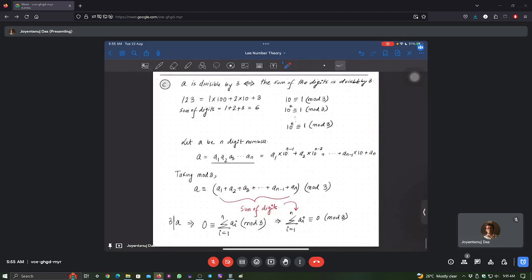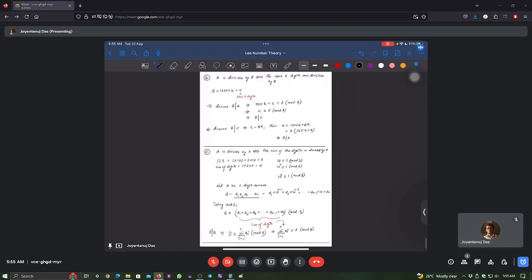The other side is the same idea. If we assume that the sum of the digits is divisible by 3, then this part becomes 0, and A will be there. So A is congruent to 0 mod 3, and A is divisible by 3. Same idea. I think this problem is clear till now, right?